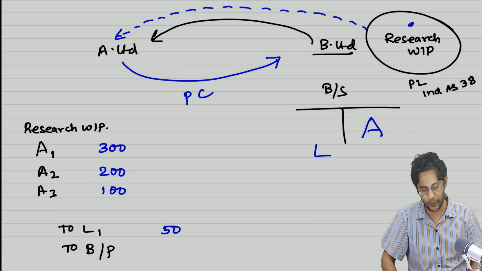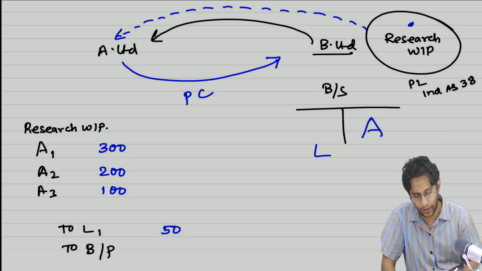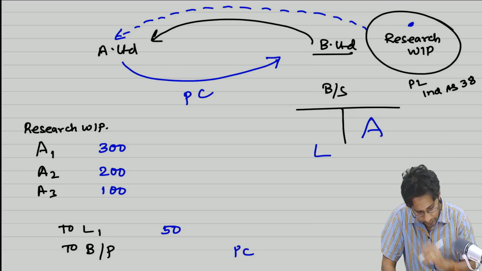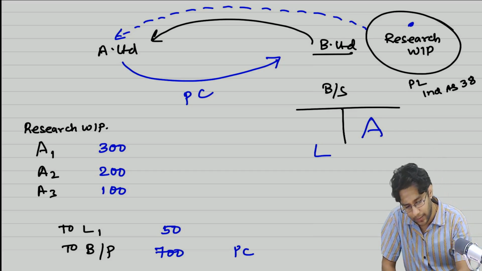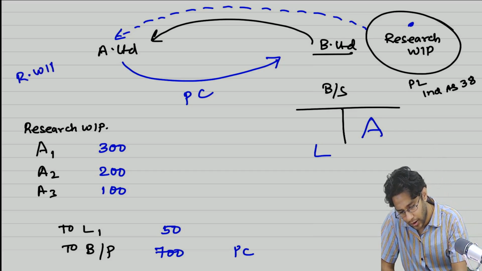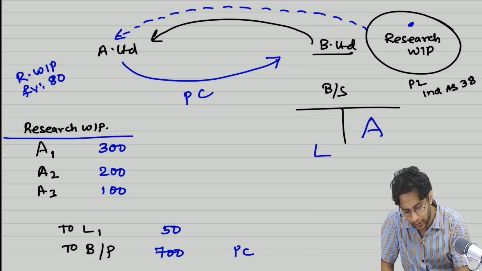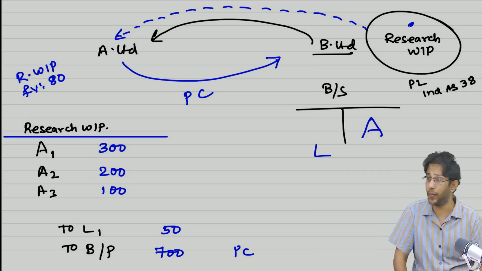550 is the net assets value. Now let us say the business, the purchase consideration, is 700 rupees. Research WIP has a fair value of, let us say, 80. Now for one moment assume that I do not recognize research WIP as an asset.